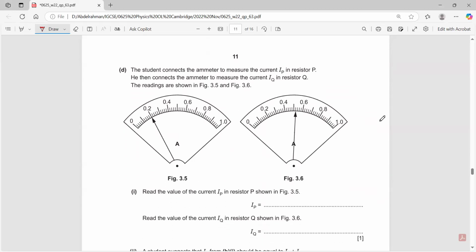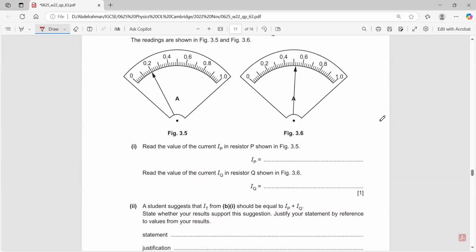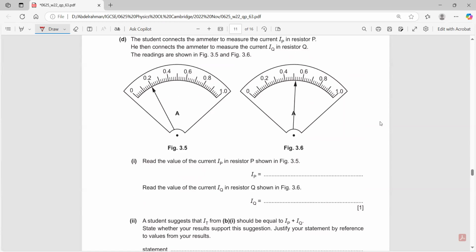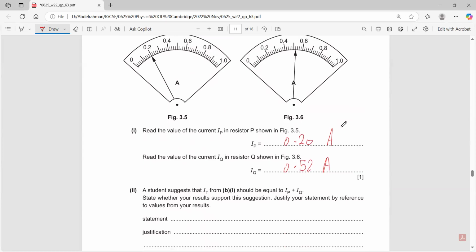Then connect the ammeter to measure the current IP in resistor P. Then connect the ammeter to measure IQ in resistor Q, right? Read the value of IP and IQ. What is IP? IP is 0.20 amps. IQ is 0.52 amps.